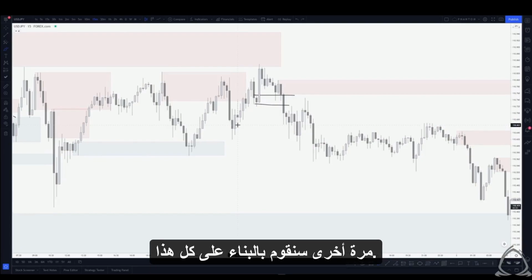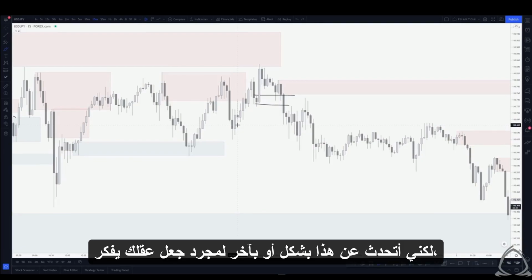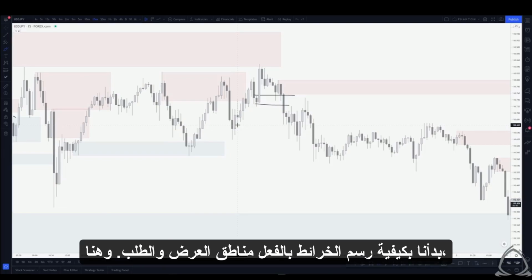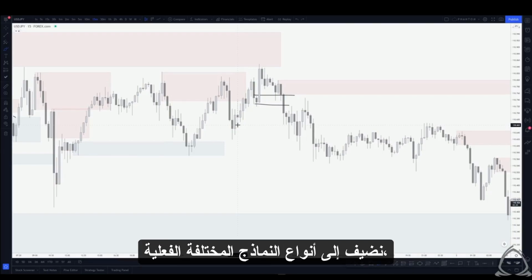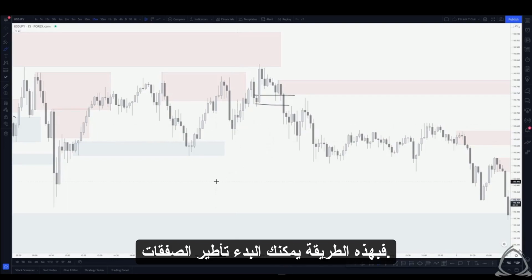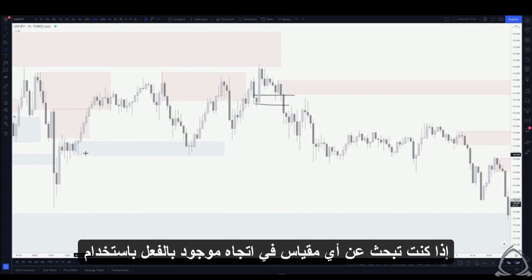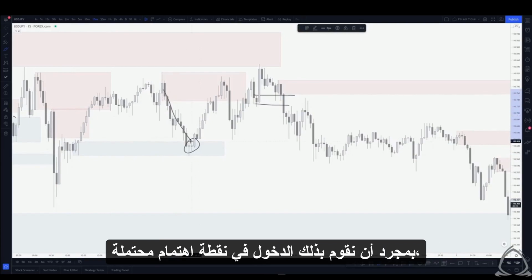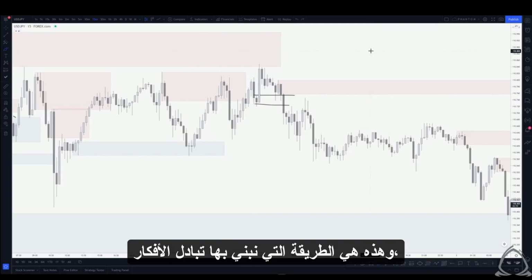Again, we're going to build up on to all of this, but I bring this up more or less just to get your mind thinking as we continue to build on. We started out with how we actually map out supply and demand zones, and here we are adding on to the actual different types of models, whether it be continuation or reversal. That way you can start to frame up trades if you're looking to either scale into an already existing trend using a continuation trade, or looking to take more of a reversal once we get into a potential point of interest. And this is how we build up trade ideas.